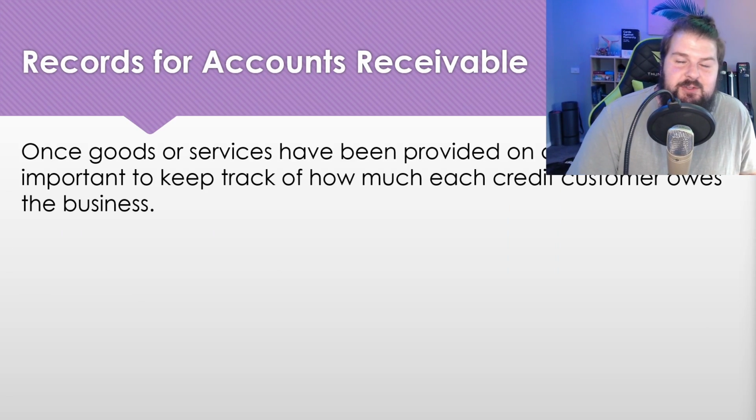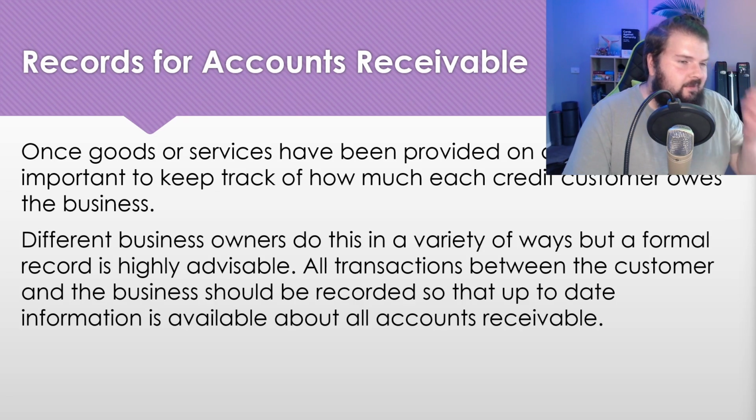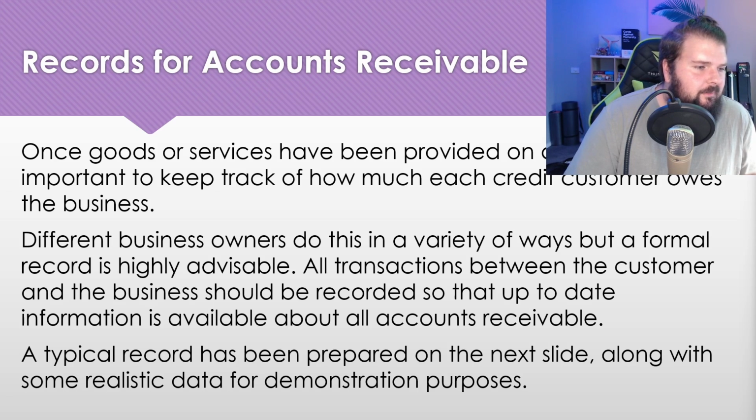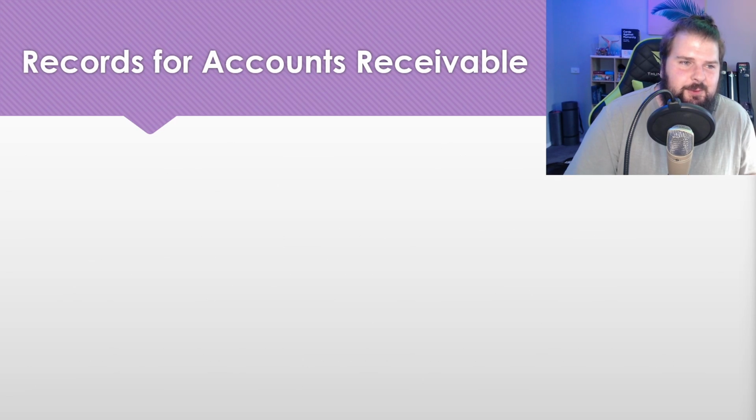Now, as I said, we do keep individual records. This is a good way to make sure that we are on top of the people that owe us money, and we don't let things go too far, because if we let people go 70, 80, 90 days, that's like 3 months without payment. That's going to be a problem for us because we're not going to have the cash. So let's have a look at some realistic data that we put into our records of accounts receivable.